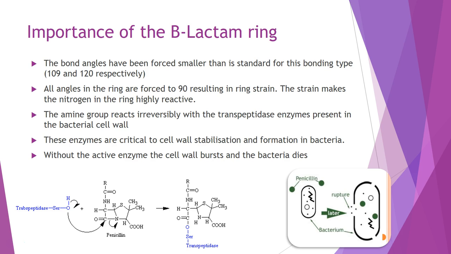The amine group will react irreversibly with the transpeptidase enzymes, okay, present in the bacterial cell wall, which are critical for wall stabilization. So it causes ruptures in our cell wall that will then cause lysis of the cell. Okay, so without this enzyme, the cell wall bursts and the bacteria dies. So it doesn't kill it actively, it weakens the cell wall. Those weak leakages in the cell wall mean that it will have a pressure gradient where water will run in and rupture the cell.